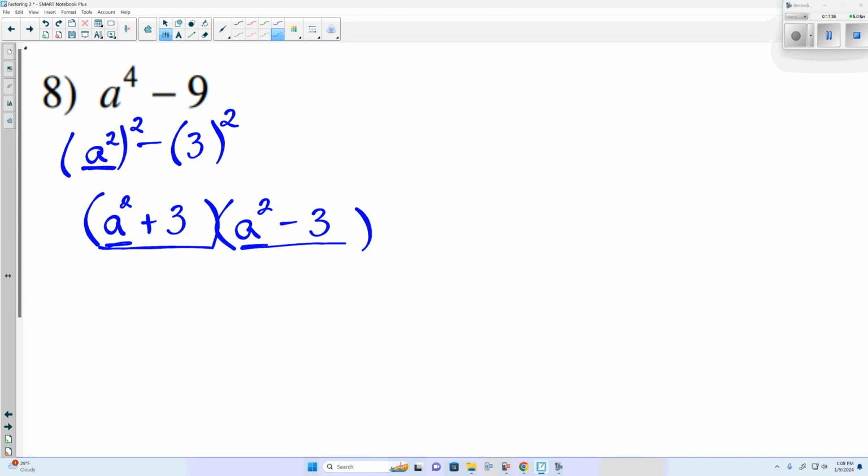Now it is possible that one or both of these could factor, but we do not have a set way to factor a sum of perfect squares. So this is as simplified as it gets.